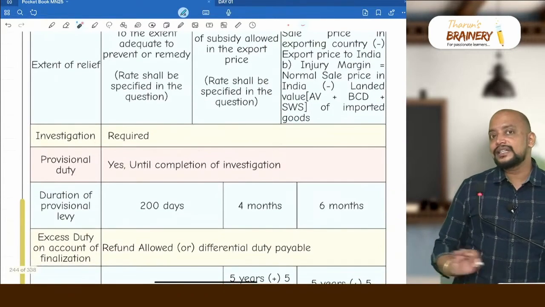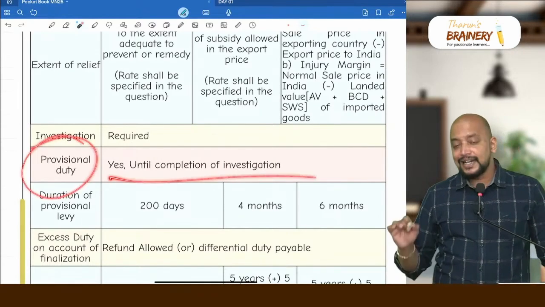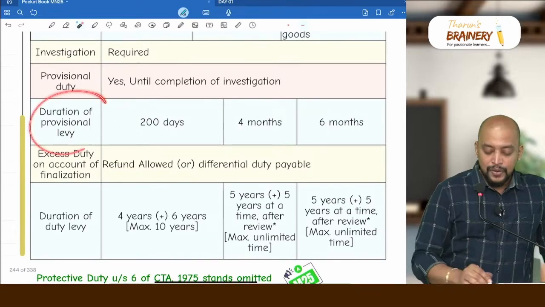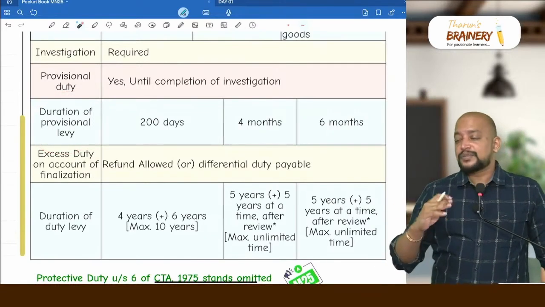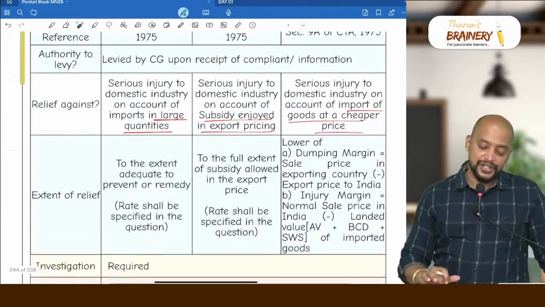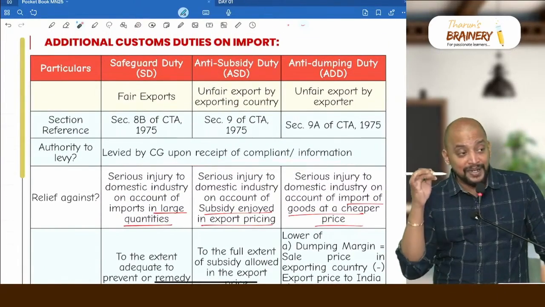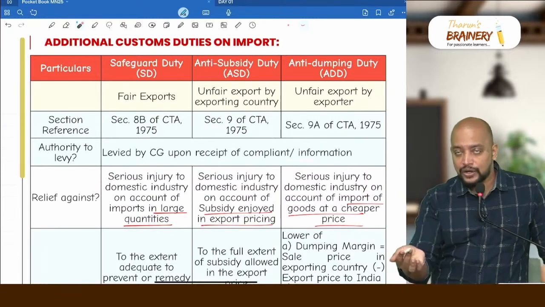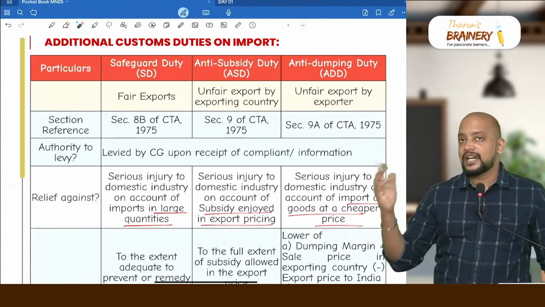Investigation, yes. In all these three cases investigation is required, and until completion of investigation they will be levying some provisional duty. What is the duration of the provisional levy? In the case of safeguard duty, why provisional? Because they need to do investigation. When will they initiate it? Levied by the central government upon receipt of complaint or information, from the domestic industry. Immediately they cannot act, so for that reason they need to do investigation. Until that point of time they can levy provisionally.